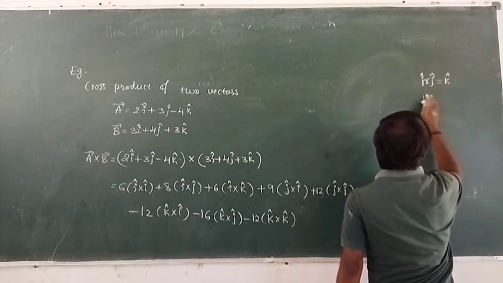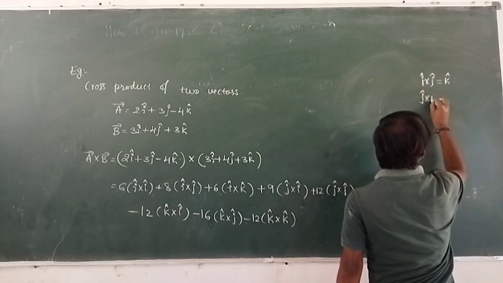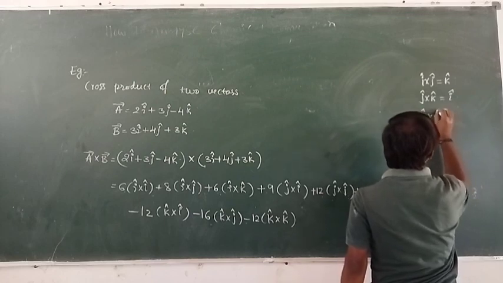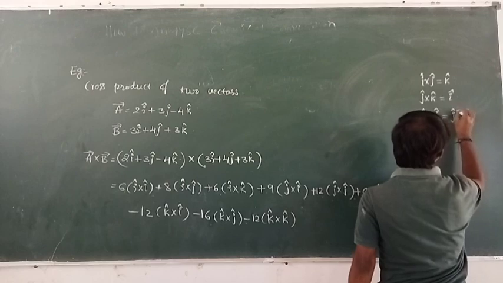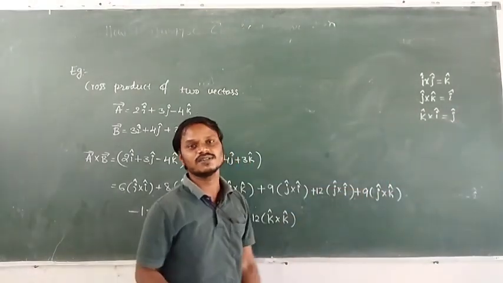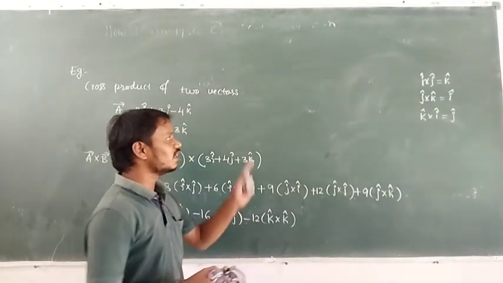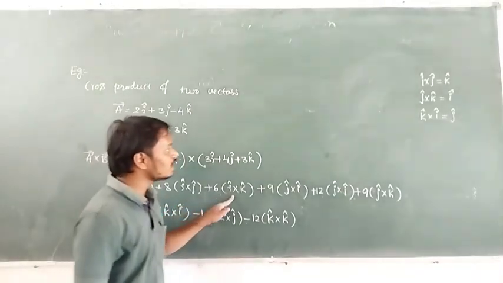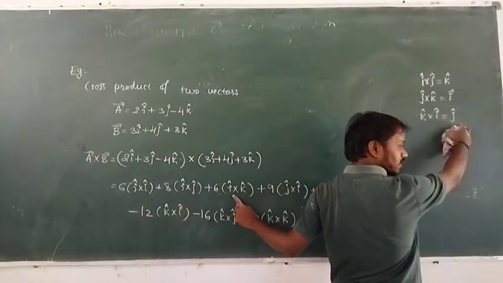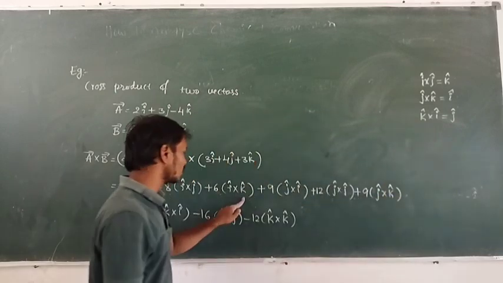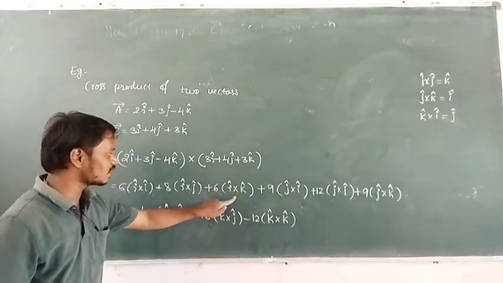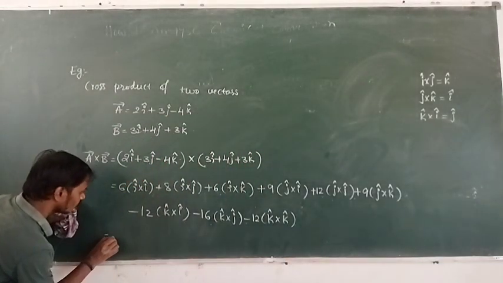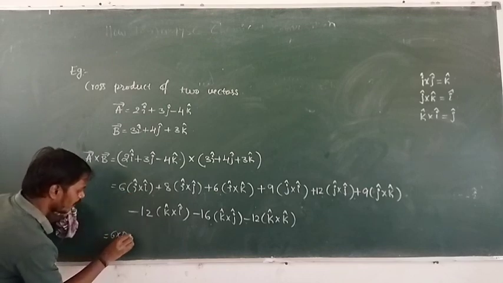Next, j cross k can be taken as i. Then k cross i can be taken as j. Those can be taken in clockwise order. Already I said. Now i cross j is nothing but plus k. Then k cross i is plus j, but i cross k is minus j. Okay, I will substitute here. This is 0, 6 into 0, plus.